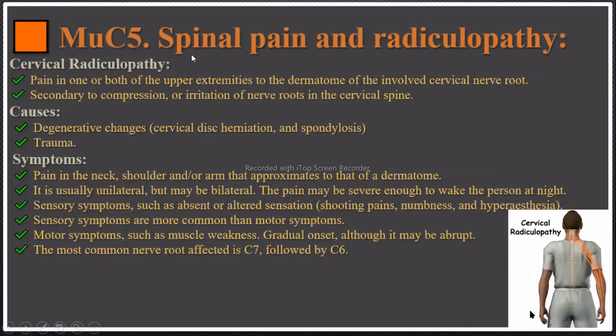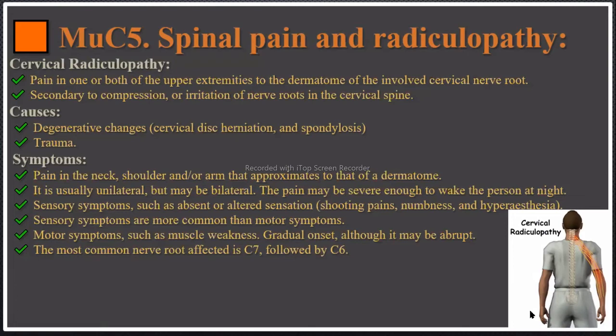Condition number 5, spinal pain and radiculopathy. So radiculopathy means pain in one or both of the upper extremities in the dermatome of the involved cervical nerve roots. So if the patient has pain, it's a radiculopathy. If the patient has weakness, what is it called, guys?